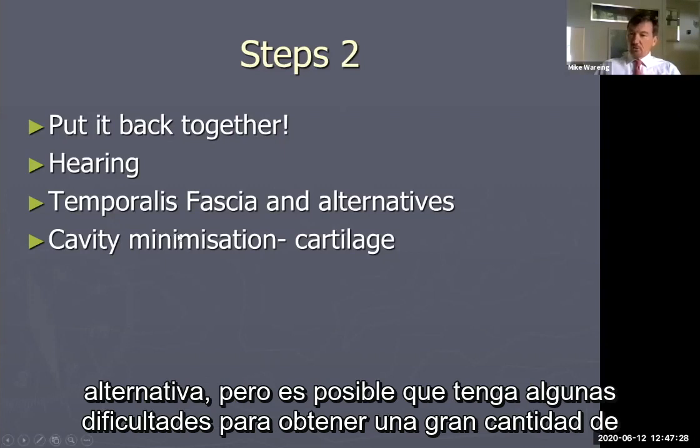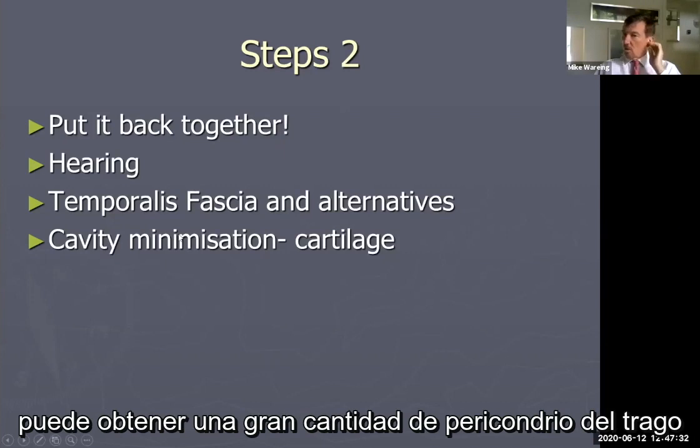Perichondrium is a good alternative, but you may have some difficulty getting a lot of it. So you can get quite a lot of perichondrium from the tragus here.